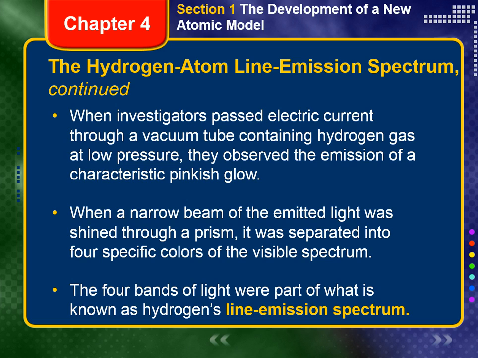When investigators passed electric current through a vacuum tube containing hydrogen gas at low pressure, they observed the emission of a characteristic pinkish glow. When a narrow beam of that emitted light was shined through a prism, it was separated into a series of specific frequencies and therefore specific wavelengths. Remember that lambda is equal to c divided by nu for that visible light. The bands of light were part of what is now known as hydrogen's line emission spectrum.